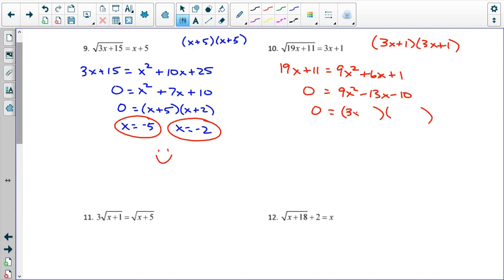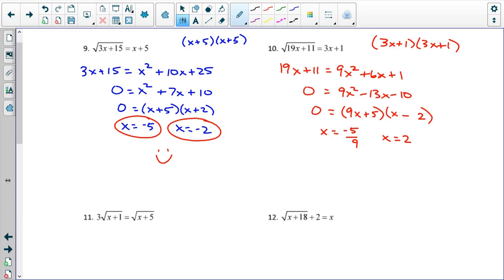I will try 3x and 3x, and we'll see if that works. 5 and 2, so that would be 15 and 6. That's not going to work. 10 and 1 will definitely not get me to 13, so I need 9x and x. And if that doesn't work, then I guess we're going to use the quadratic formula. So 9 times 2 is 18, 5 times 1 is 5. That ends up giving me 13 when I subtract them. So I have x equals -5/9 and x equals 2.